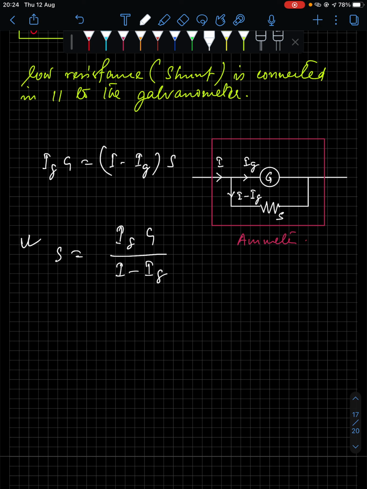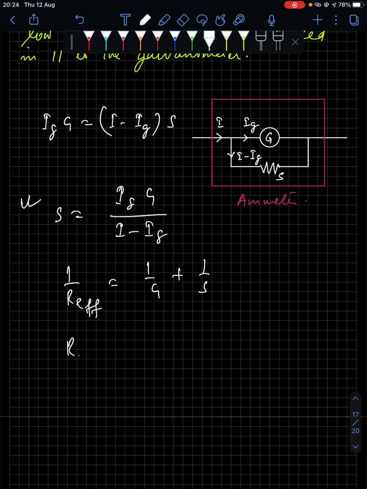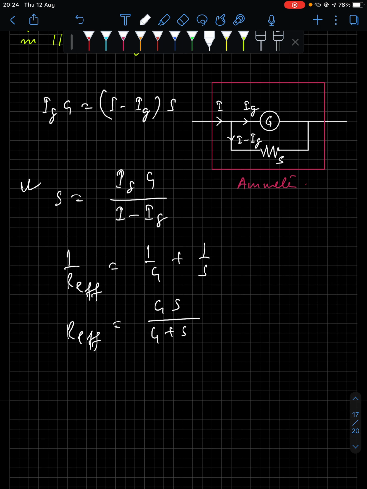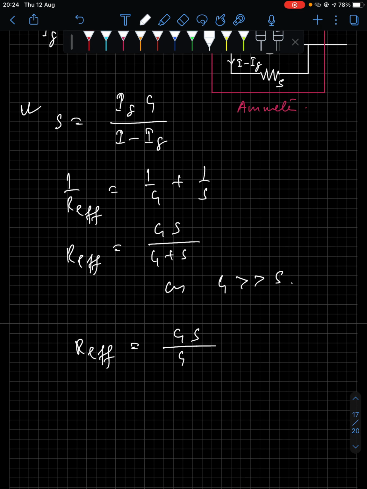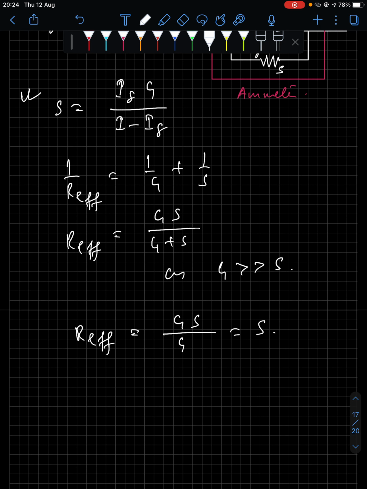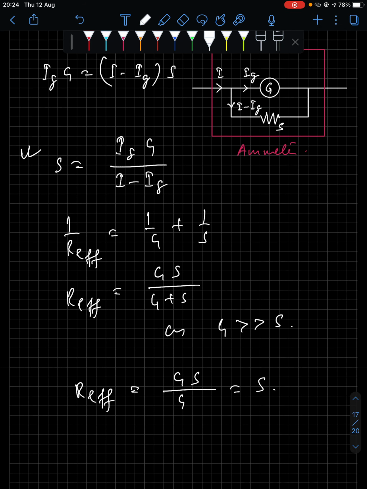Now, effective resistance. Since these are in parallel connection, 1 by R effective equals 1 by G plus 1 by S. So effective resistance will be equal to GS divided by G plus S. Now, as G is much greater than the shunt, R effective will be GS divided by G. You can neglect S, right? And that is equal to S only. So effective resistance is the value of the shunt resistance.